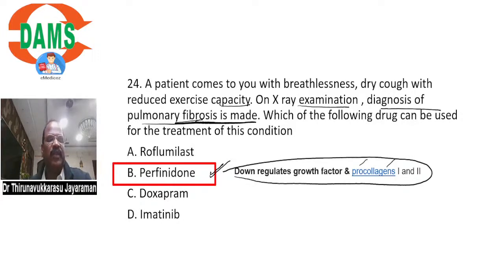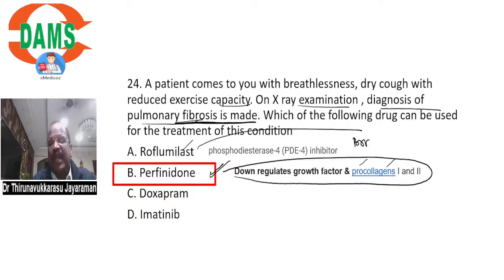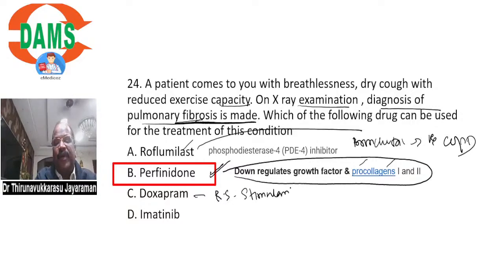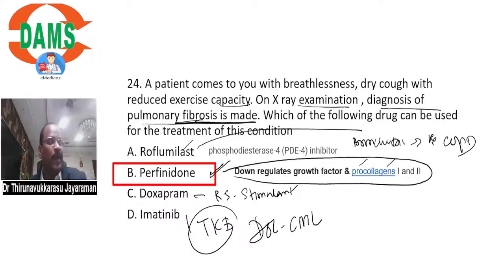So, newer drug, this may be difficult for you. Okay. And other options are easy. By ruling out other options, you can reach a diagnosis. For example, roflumilast, a selective PDE4 blocker used as a bronchodilator, useful for treatment of COPD. Doxapram is a respiratory center stimulant, useful for treatment of respiratory failure. Imatinib, a tyrosine kinase inhibitor, is in fact a drug of choice for CML, chronic myeloid leukemia. So by ruling out the options, we can reach the diagnosis.